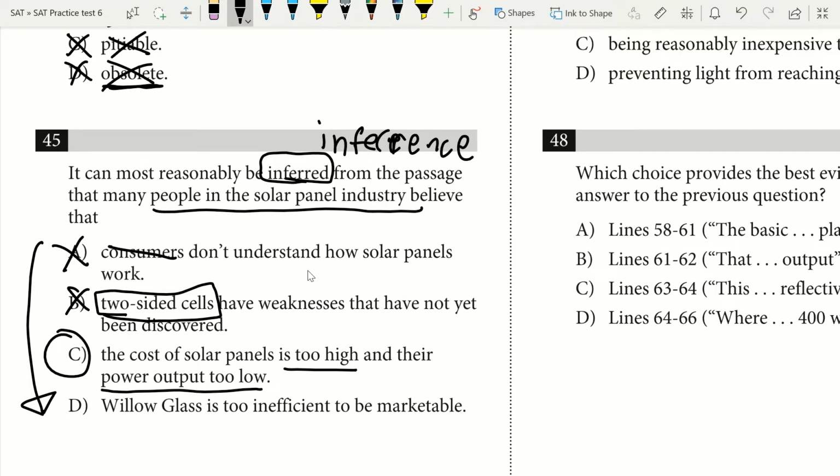D, willow glass is too inefficient to be marketable. This is too narrow. Also, I don't think we ever say that it's inefficient to be marketable either, so it's also false. All right, so C is going to be our answer for 45.